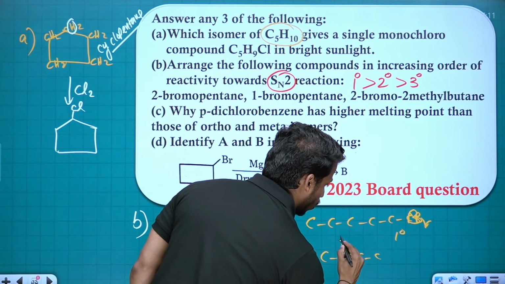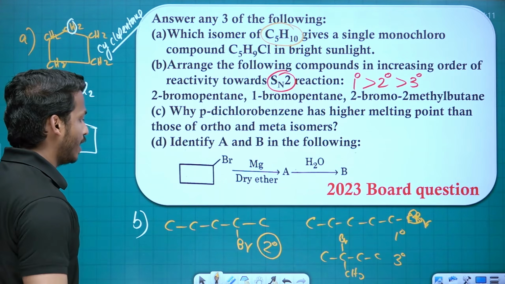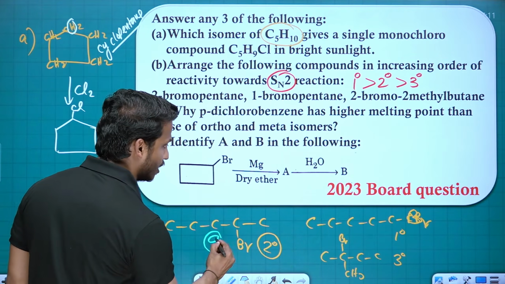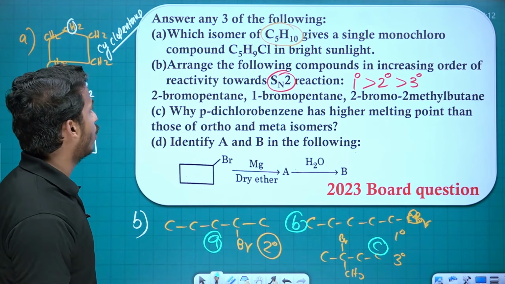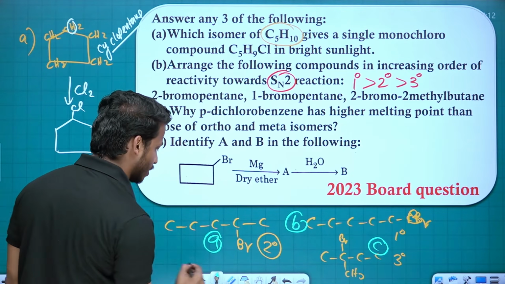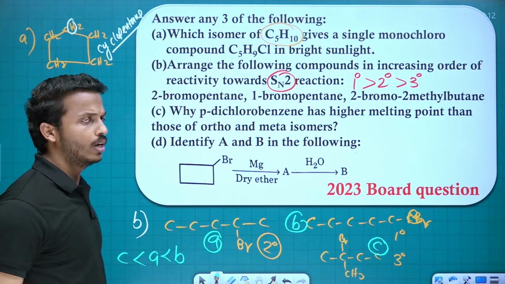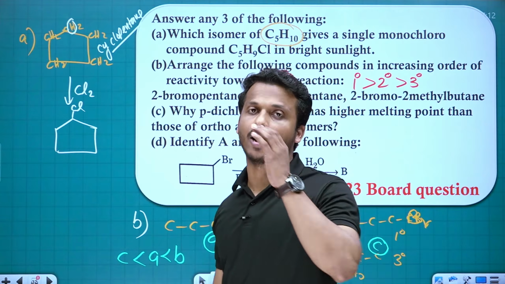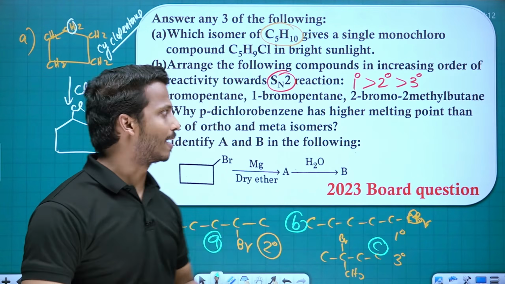2-bromo-2-methylbutane is a tertiary haloalkane. You know which will undergo faster reaction, my dear. Let me mark this as A, this as B, and this as C. Which will undergo SN2 faster? Primary undergoes reaction faster, so B is fastest, then A, then C. In the SN2 mechanism, we have to consider the steric factor: lesser the steric hindrance, lesser the bulky group, more the reactivity.